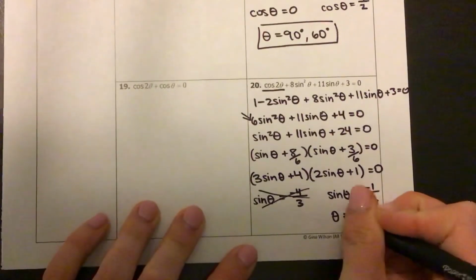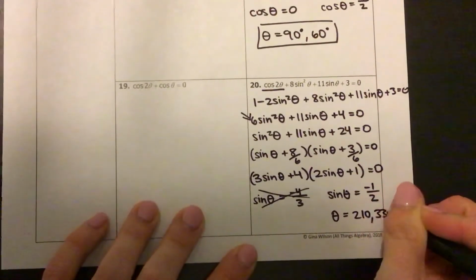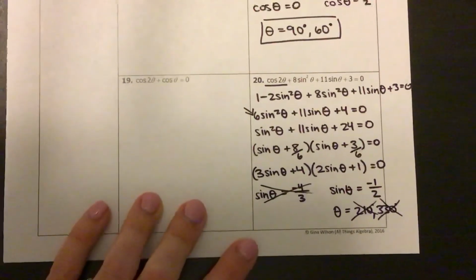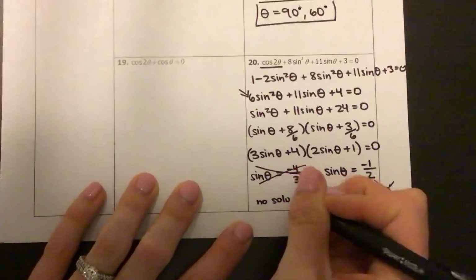Just to show you, we did come up with answers. We had 210 degrees and 330 degrees. However, they're extraneous because they're outside of the set domain that was given to us. So for this one, we actually just say that there is no solution.